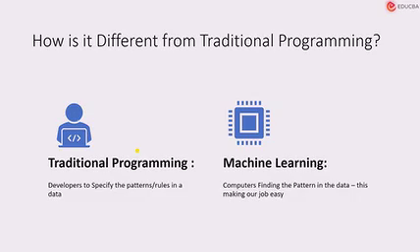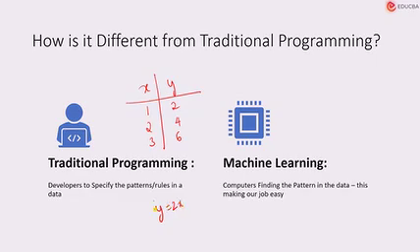To help you with the understanding, let's assume I have a pair of values of x and y like this. So x is 1, y is 2, x is 2, y is 4, x is 3, and y is 6. This is the pair of values that I have with me. Now, for these values, if I want to write a program as a developer, I will say, hey, the relationship between x and y is y = 2x. So this is the relationship that I have for my input and the output.